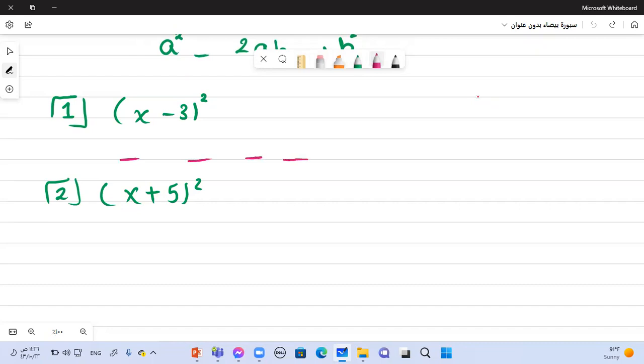The third term is all the time positive, and the middle term has the sign like the sign in the middle. How can you find the value of the 3 terms? Take the first one squared, x multiplied by x, x power of 2. 3 power of 3, 3 multiplied by 3, 9.